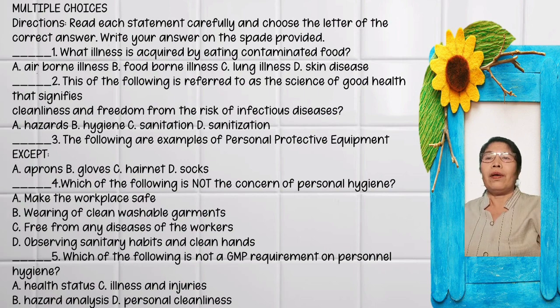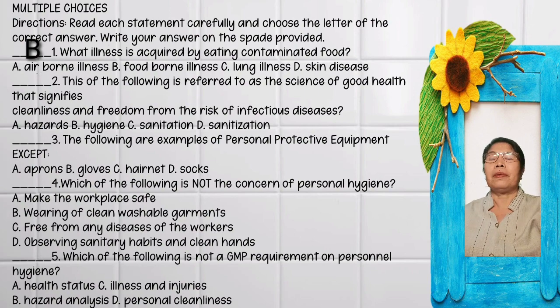Number 1. What illness is acquired by eating contaminated food? Is it A. Airborne illness? Letter B. Foodborne illness? Letter C. Lung illness? Or D. Skin disease? So what's your answer? Very good. The correct answer is letter B.